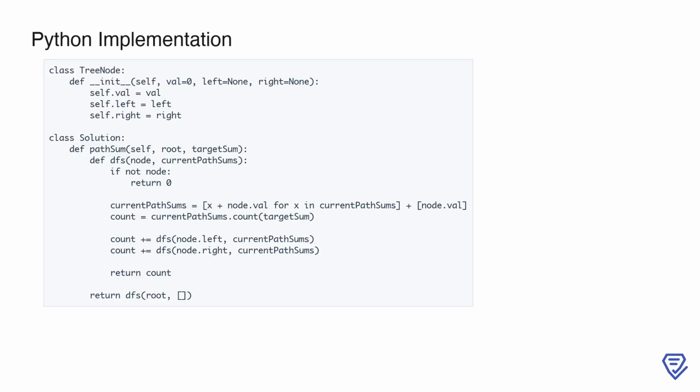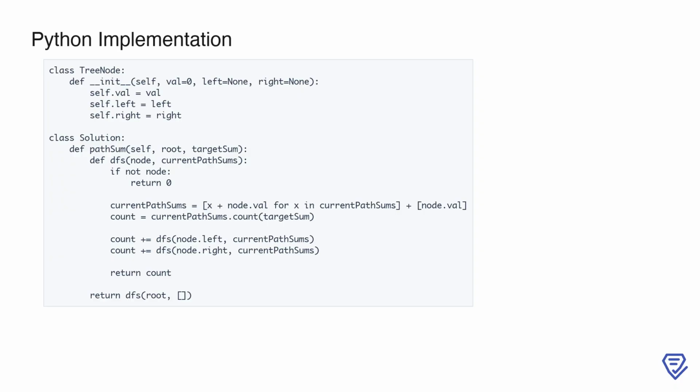This solution is designed to solve the Path Sum 3 problem using a depth-first search (DFS) approach. The goal is to find all paths in the binary tree where the sum of the node values equals the target sum. Here's a detailed explanation of the code. 1. TreeNode class. This is a simple class definition for the binary tree nodes. Each node contains a value val, a left child left, and a right child right. This is the standard structure for a binary tree node.